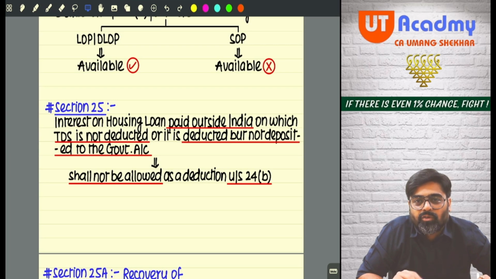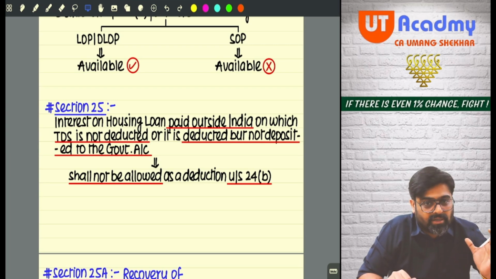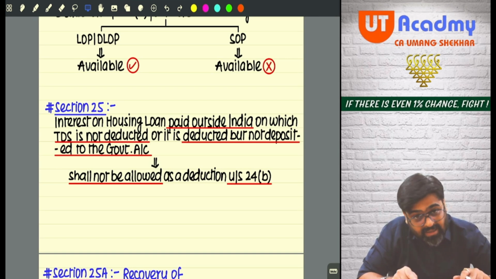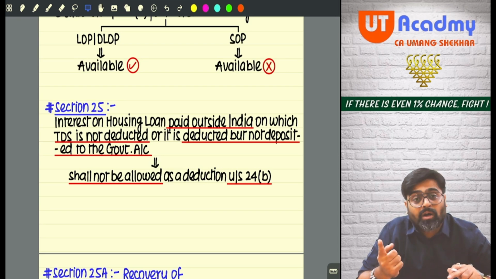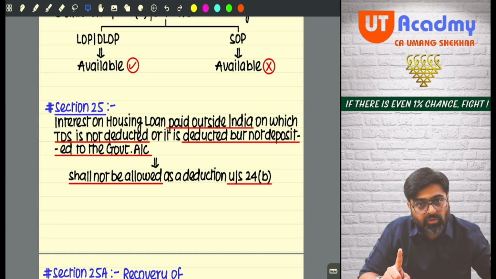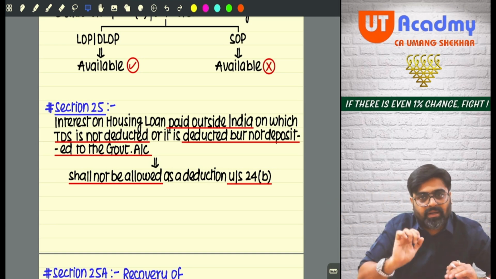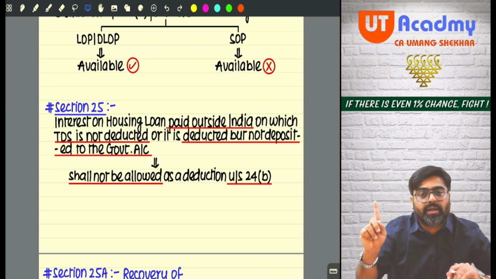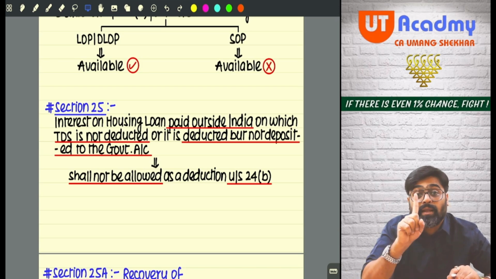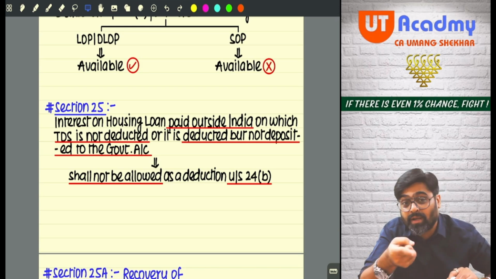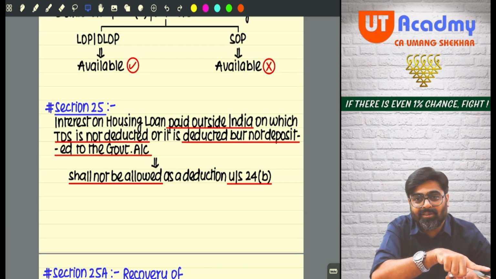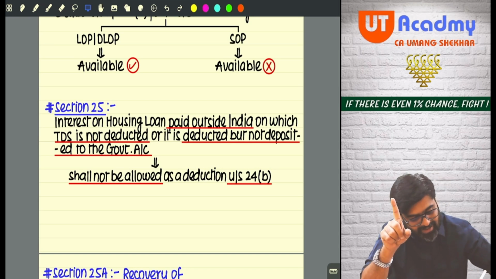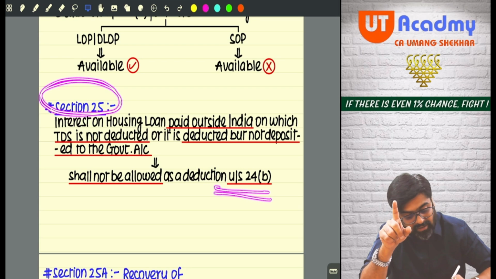Got it? So are you an assessee? Yes. Are you going to pay interest on housing loan outside India? Yes. On that, are you liable to deduct TDS? Yes. Deduct TDS and deposit that TDS to the government account on time. Whatever interest you have paid outside India, that is interest on housing loan, it will be allowed as a deduction. Why? Because you have deducted the TDS and that TDS you have deposited in the government account on time. But if you fail to deduct, or even you deduct and you fail to deposit also, then whatever interest on which this default is committed, that interest will not be allowed as a deduction under section 24B. This interest is disallowed. That is written in section 25.